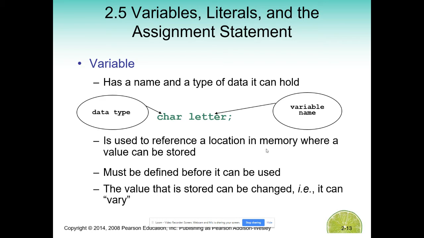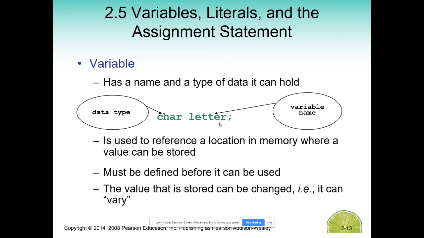Then we have what's called variables. It has a name and a data type of what it can hold. The character will be the data type, and the letter would be the variable name. It's used to reference a location in memory where a value can be stored. We kind of touched this last class. You have the data type, and you have the variable.